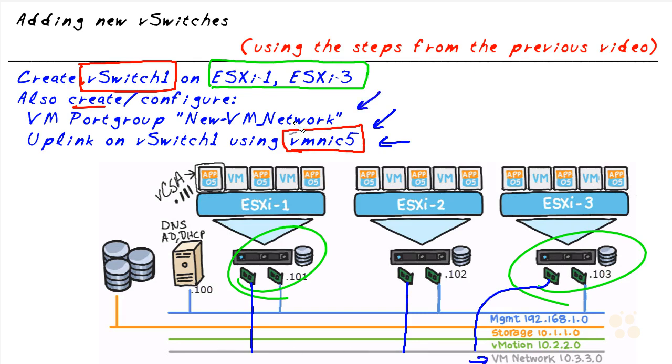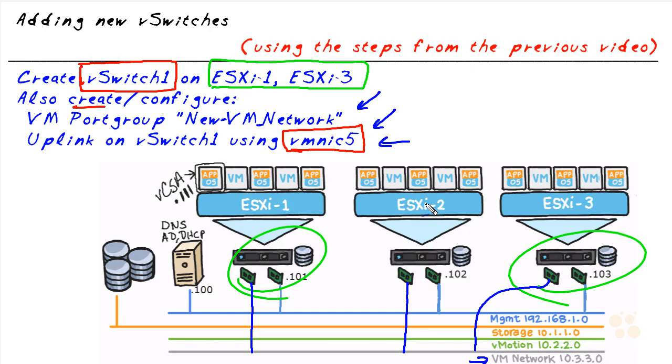I'd also like you to create a new VM port group associated with vSwitch 1, and I'd like you to name it exactly this: capital N-E-W dash capital V-M underscore capital N-E-T-W-O-R-K. Just like we did on ESXi2.